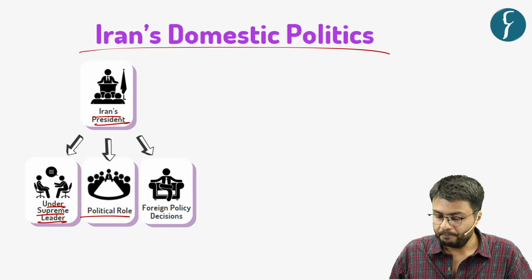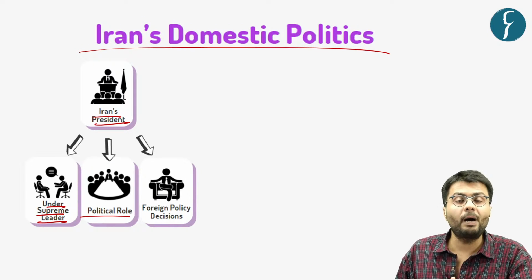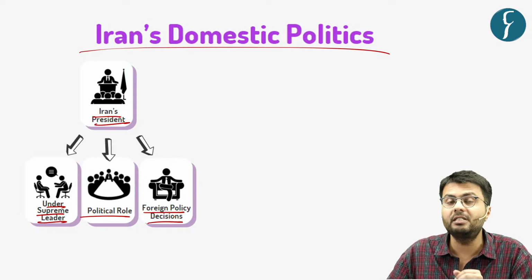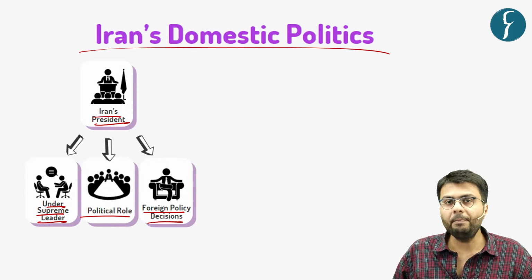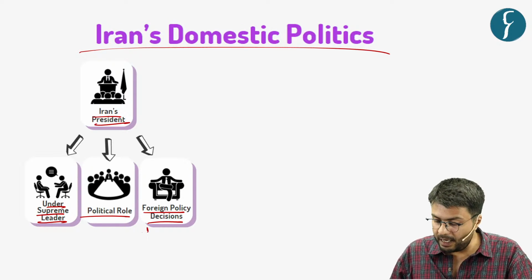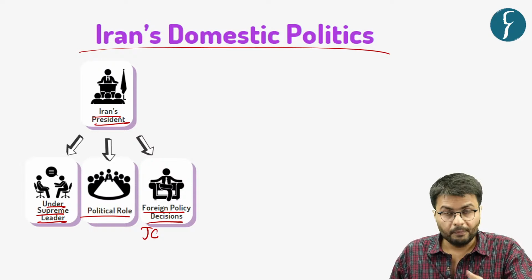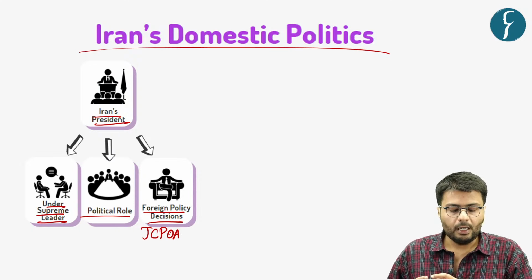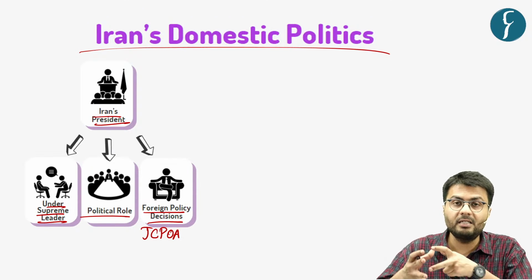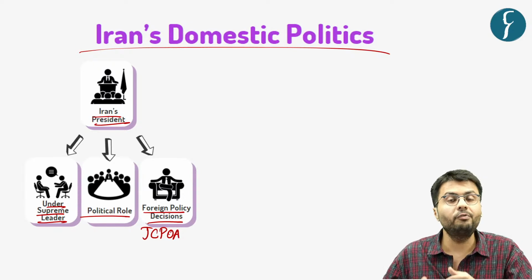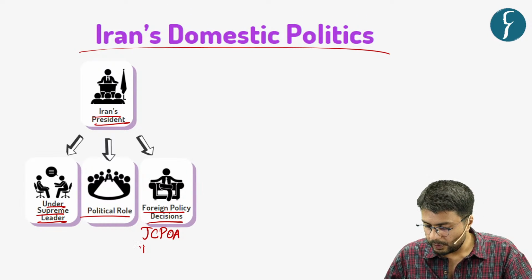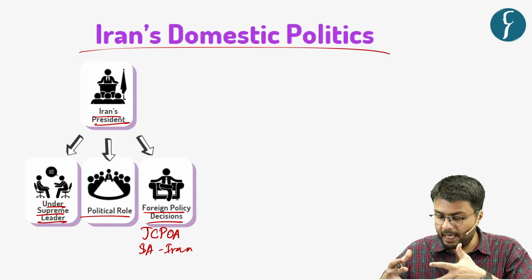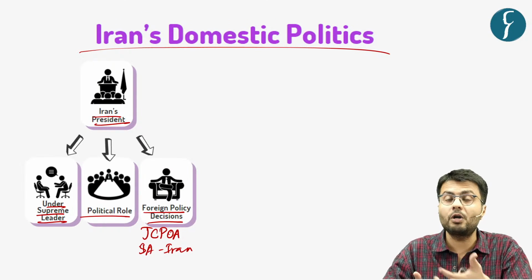In addition, the Iranian president also appoints key members of the cabinet such as ministers and vice president. Further, the most important part of the Iranian president's day-to-day work is his important role in framing foreign policy decisions. Because the outgoing president, Mr. Raisi, played a key role in negotiating the nuclear deal with the US, which was known as JCPOA. Further, he also brokered a deal between Saudi Arabia and Iran with active involvement of China. So this was an important achievement of Raisi as he played a major role in the country's foreign policy.